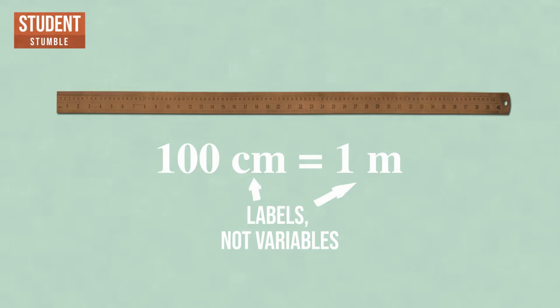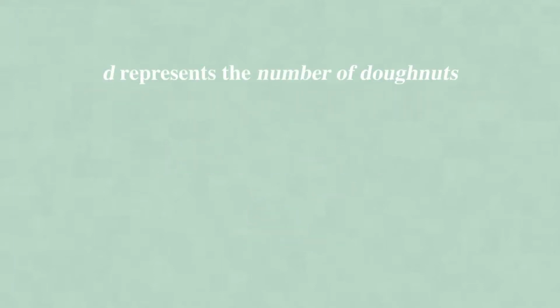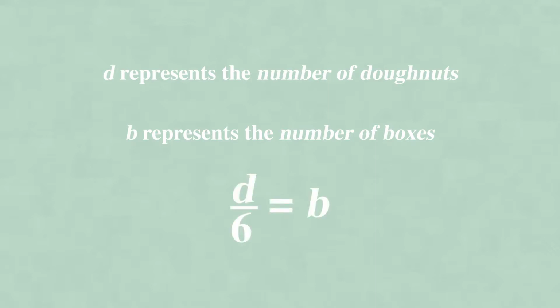In the donut example, D should represent the number of donuts, and B should represent the number of boxes. So students should produce an equation that is equivalent to this. So how do we help students get here? Strategy 1. Have students talk through the scenario in as many different ways as possible.